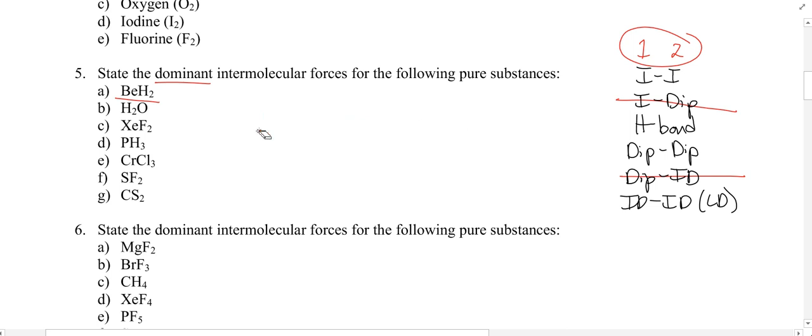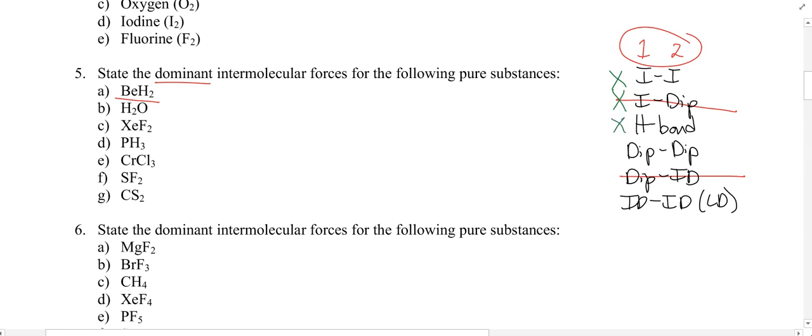Okay, so let's look at BeH2. The first question to ask myself is, is BeH2 an ionic compound or a covalent compound? Well, I believe BeH2 is a covalent compound, which means I know it is not ion-ion. We already established that it can't be ion-dipole. So the next question to ask is, does BeH2 have hydrogen bonding in it? I would look at this: does it have an OH, NH, or an FH bond? It doesn't, so it can't be hydrogen bonding.